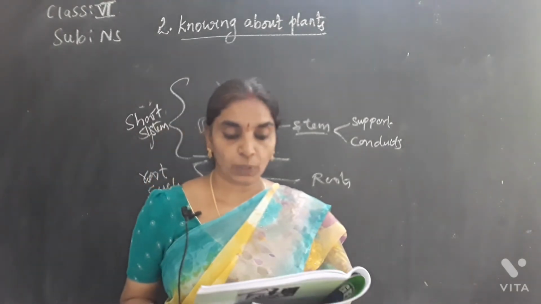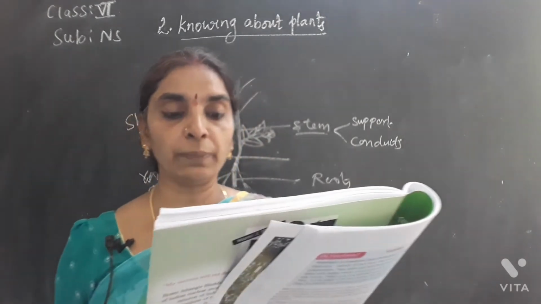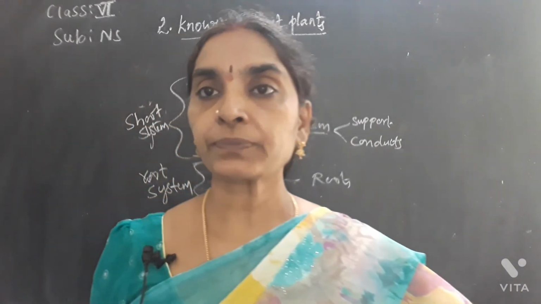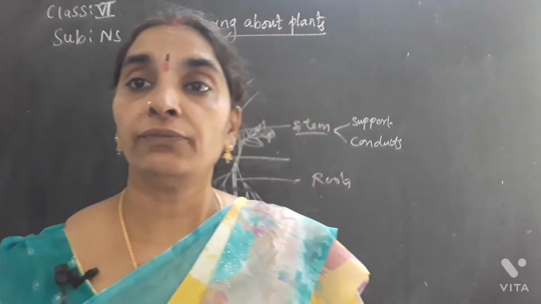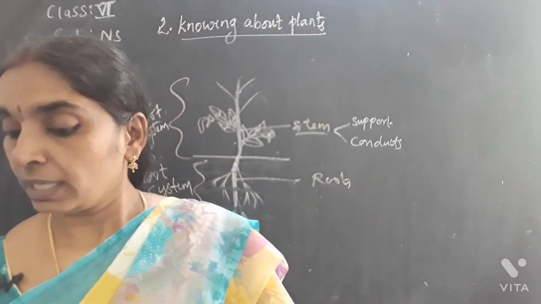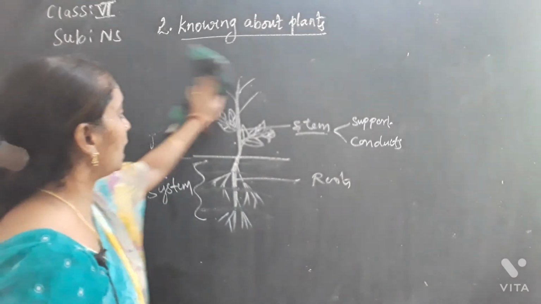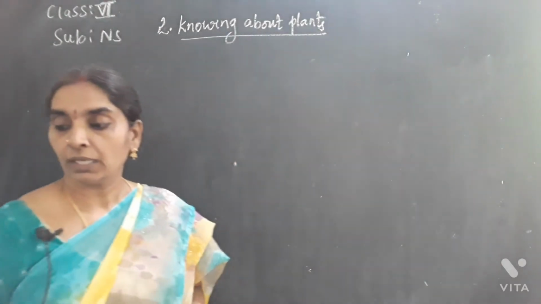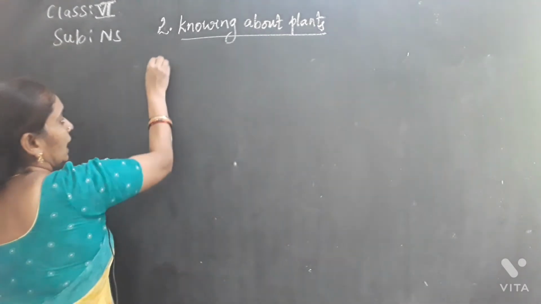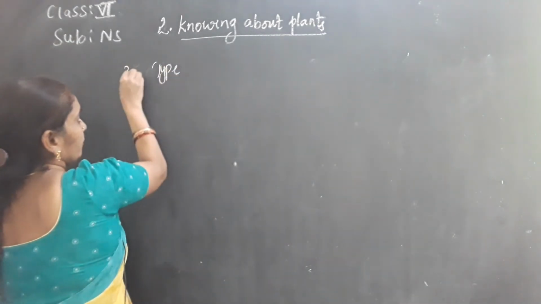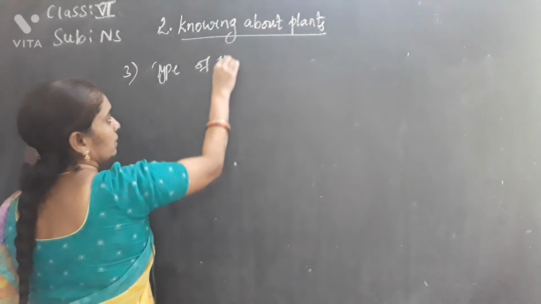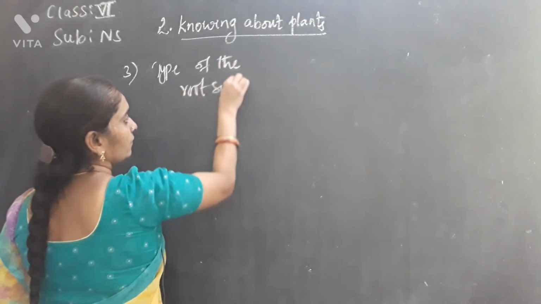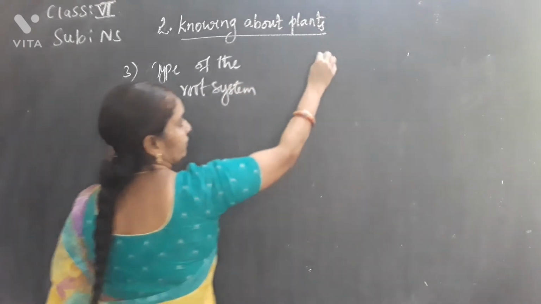Okay, next. The question is, what is the relation between the type of the root system and venation? You have to know the relation between the type of the root system and venation to answer this question. The third question is the type of the root system and venation.